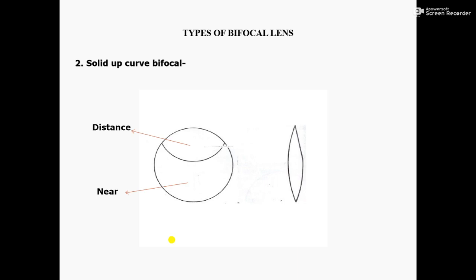This is the second step of bifocal lens. Benjamin Franklin is the first step and solid upcurve is the second step. And here the field of vision is wider compared to the Benjamin Franklin bifocal. But the disadvantage is that the optical center cannot easily be adjusted, and the distance portion produces a strong base down prismatic effect and image jump.